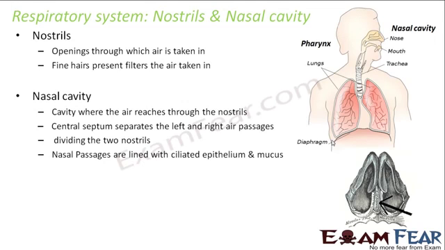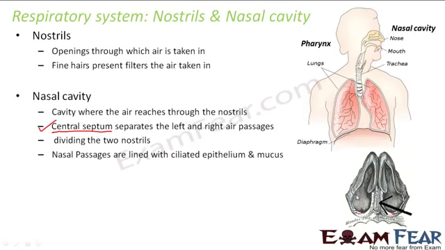A central septum separates the left and the right air passages, dividing the two nostrils. Here we have a central septum. It is sometimes also known as the nasal septum. Now look at the nose from the front view. What do you see? These are the two nostrils, right? If you see your own nose, what divides the two holes at the center? The two parts are divided by a wall-like structure. This wall is known as the central septum, or sometimes the nasal septum. This septum separates the left and the right air passages, dividing the two nostrils.